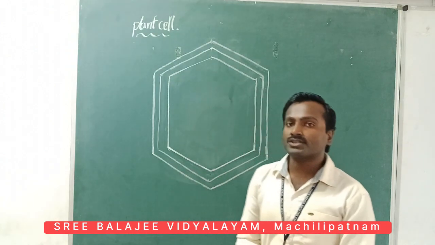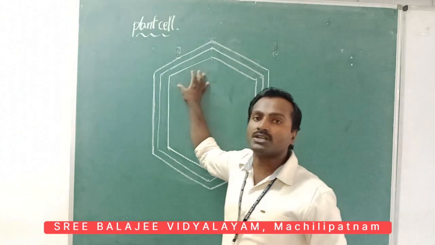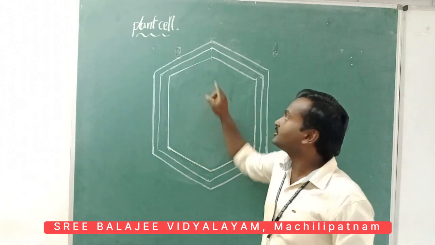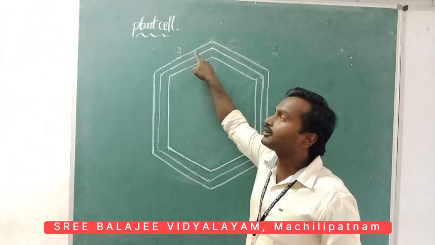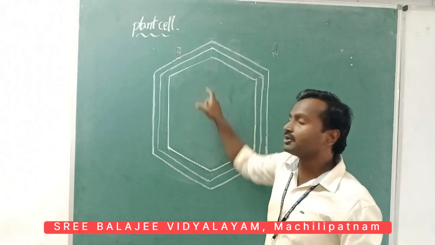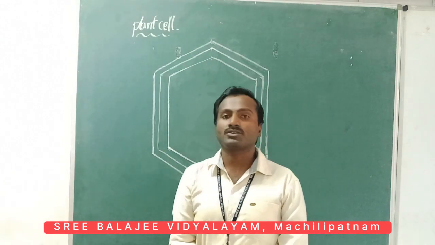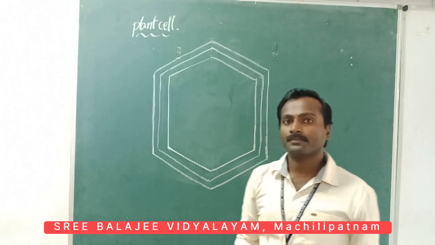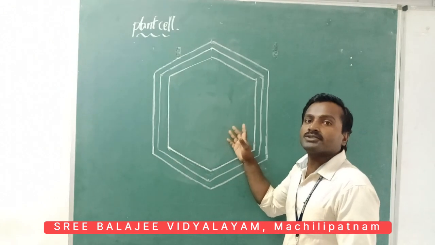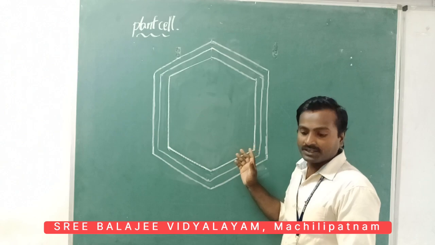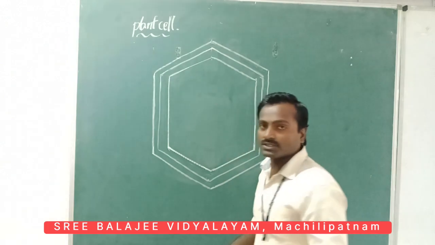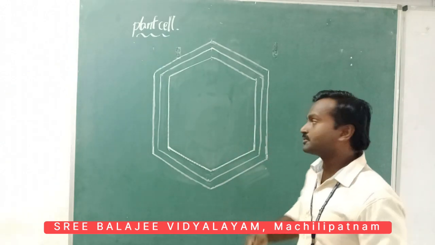In order to draw the structure of a plant cell, first you have to draw hexagonal faces. This is one hexagon, another hexagon, another hexagon. In this manner you have to draw three hexagons. You also draw three hexagons like this. Next, what we have to do? Now I am going to draw. You also draw it.